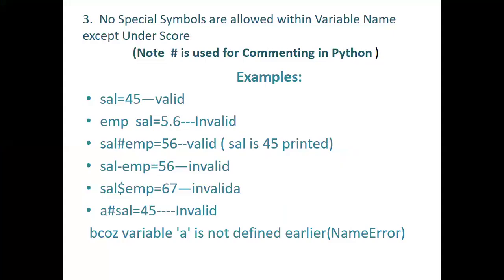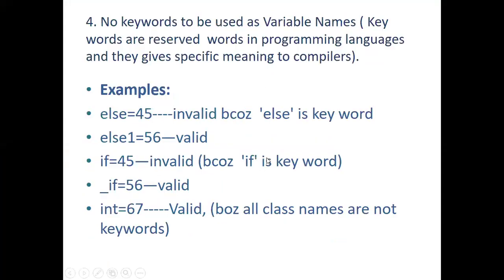Now, after this, if and else are keywords, so we cannot use them as a variable. Else1 is acceptable. Else and if are invalid because they are keywords. If I write else1 underscore if, that is acceptable. It is equal to 67. It is valid because all class names are not keywords.